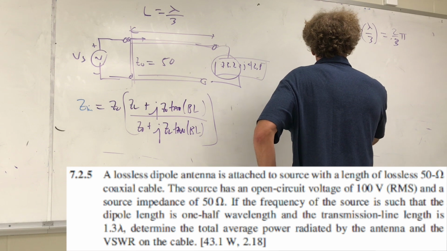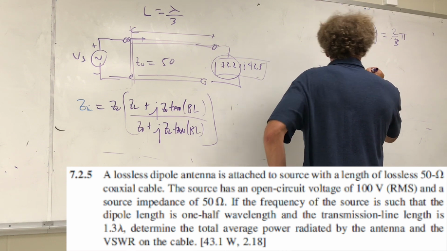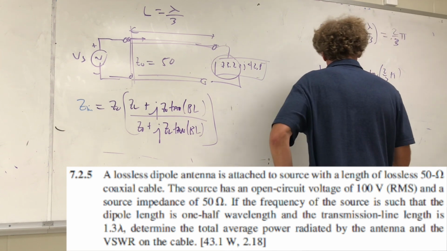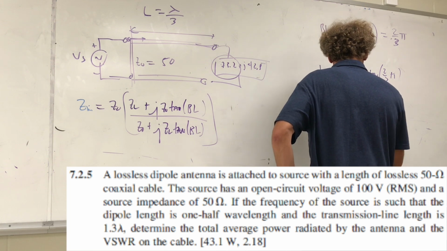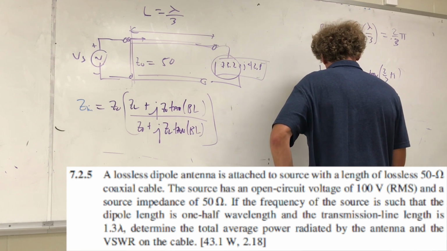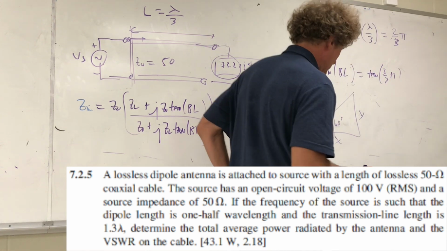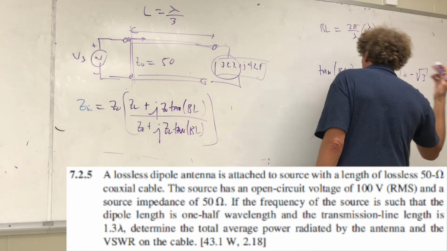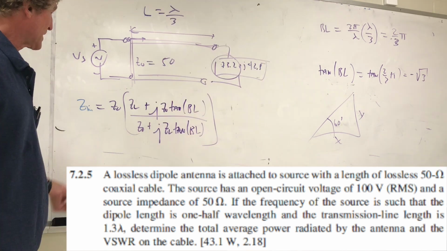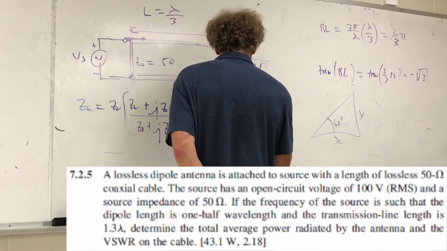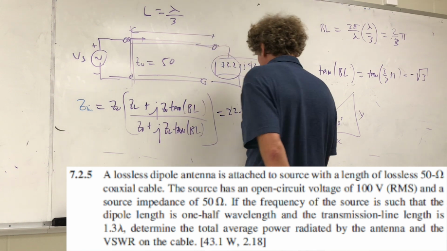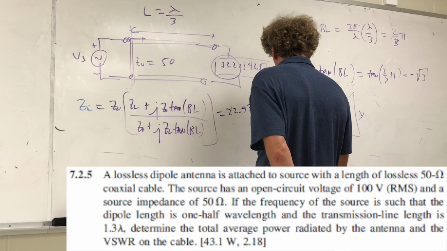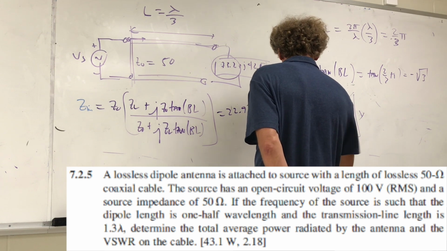So we got tangent of beta L. Well, it equals tangent, if it's in radians, of 2/3 pi. That's y over x, and this is 60 degrees. Minus the square root of 3, is that right? Okay, I'm going to go with it. That's what I get. I need the value for Zin. This equals 22.97 minus j2.1856 ohms. Anybody get that or confirm or deny that?